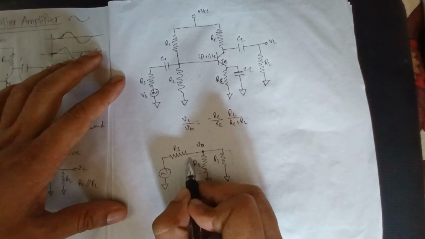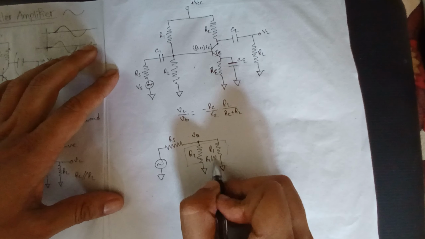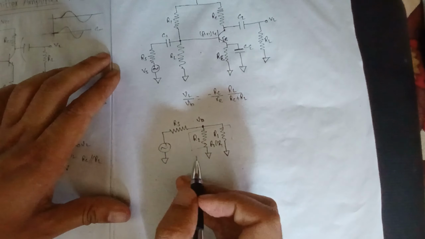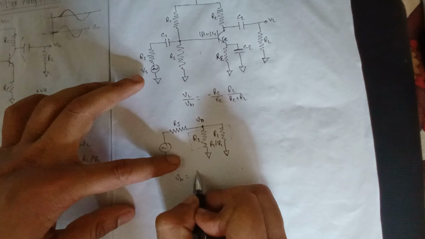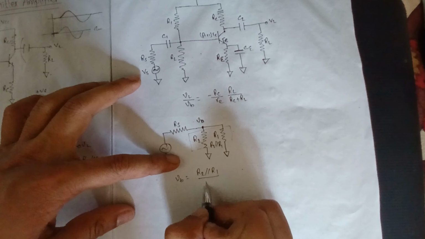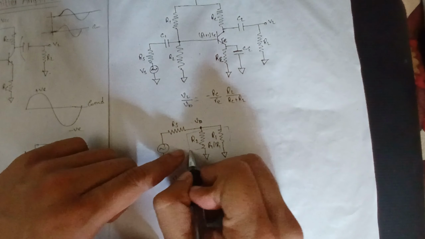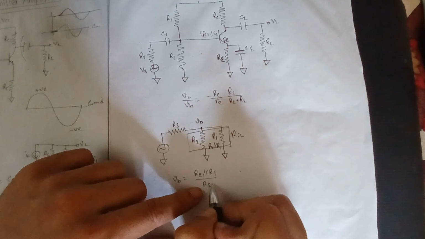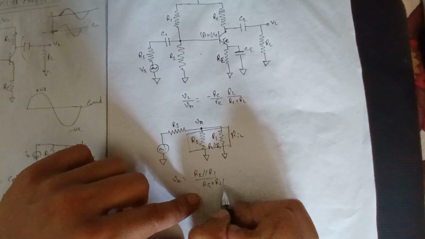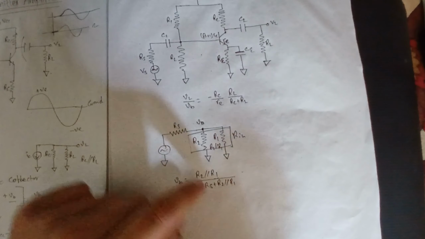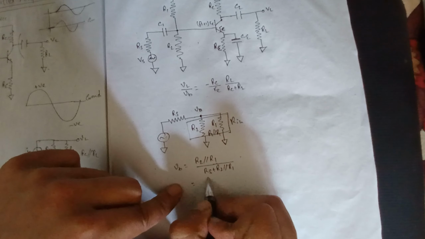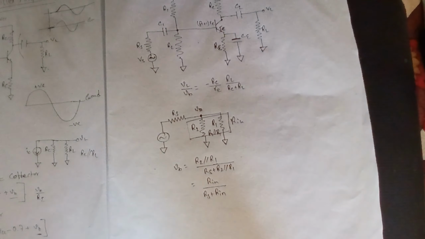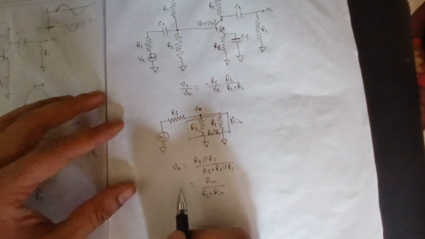The equivalent resistance of this circuit is R2 parallel to R1. Now these two are in series, so by voltage division, the voltage Vb is simply given by Vb equals R2 parallel R1 divided by RS plus R2 parallel to R1. This is our voltage division formula. So if you consider this to be Rin, it will be Rin by RS plus Rin. So this is what we get for Vb.